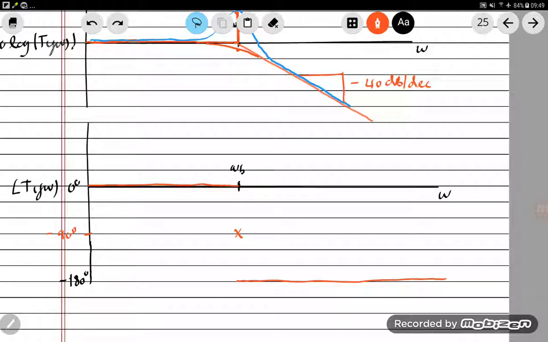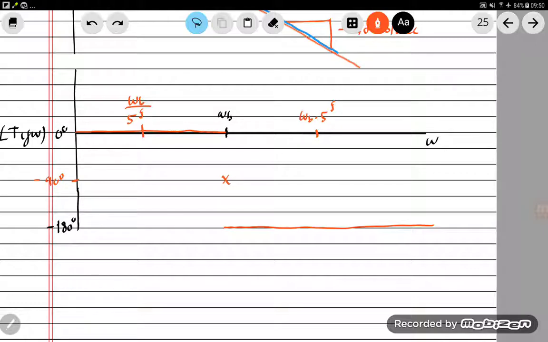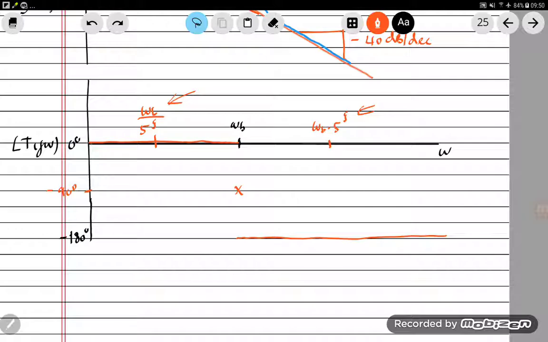And where that happens is, just like in the previous case, we do approximations, and we approximate it as omega b over 5 to the power of zeta, and where it connects to the negative 180 degree line, we approximate that as omega b times 5 to the power of zeta. We can do this because we know at low frequencies the phase is 0, at high frequencies the phase is negative 180 degrees. And if you plug these values in for low frequencies and high frequencies in our phase function, we can see that it will give approximately 0 degrees and approximately minus 180 degrees.